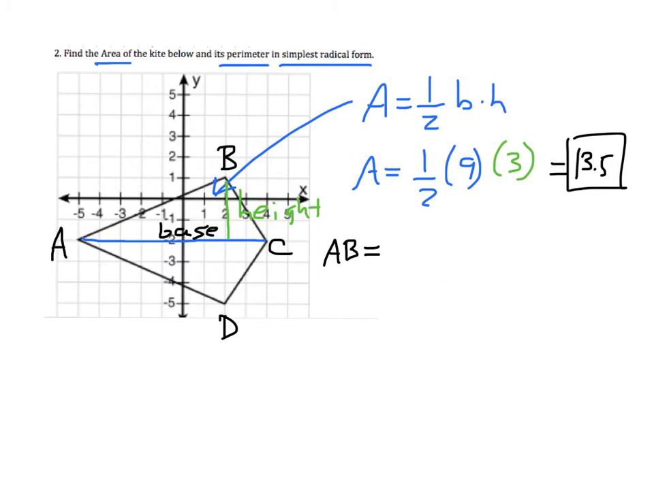The good news is that AB is the same length as AD. And also, BC is the same as CD. This is because it's a kite. It's going to have those properties where those sides are the same. So if I just find out how far it is from A to B, then I'd have the other one, A to D, at the same time.